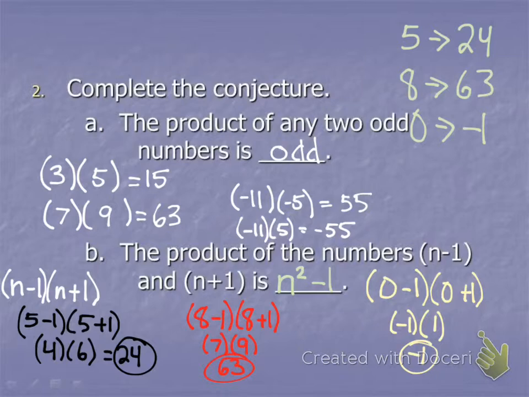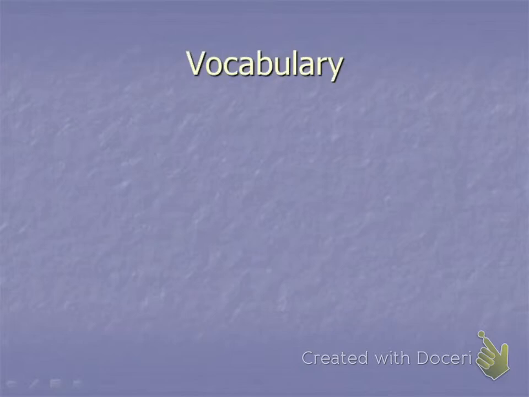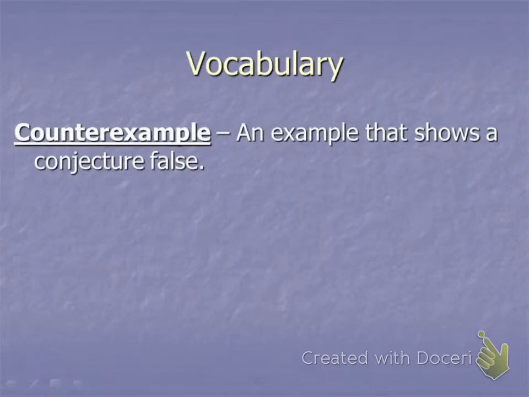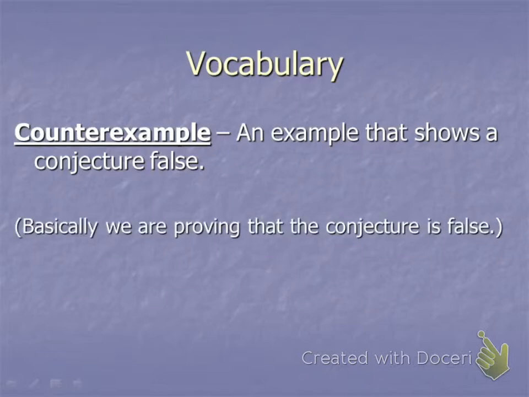Okay, I have one more vocab word for you. We've already sort of talked about this. It's a counterexample, and you do need to write this in your notes. A counterexample is an example that shows a conjecture is false. You don't need to write what's in parentheses, but basically we are proving that the conjecture is false.